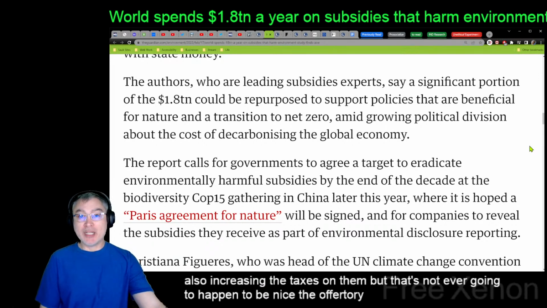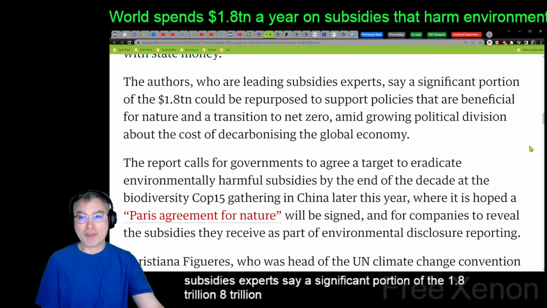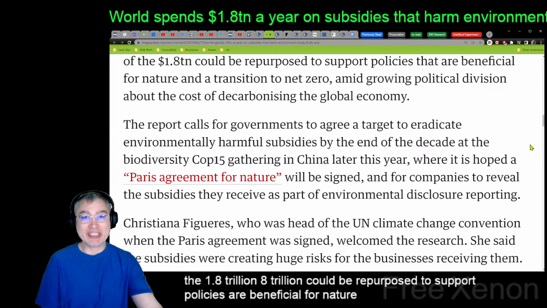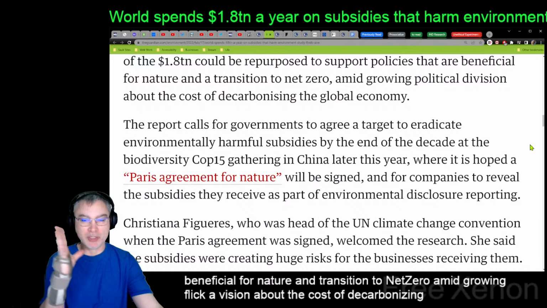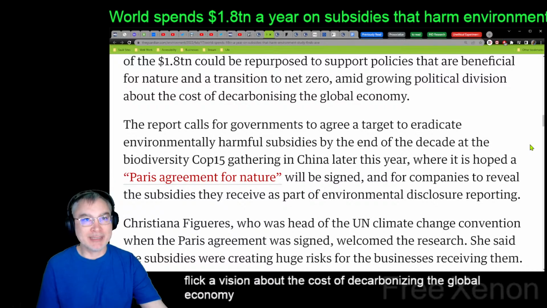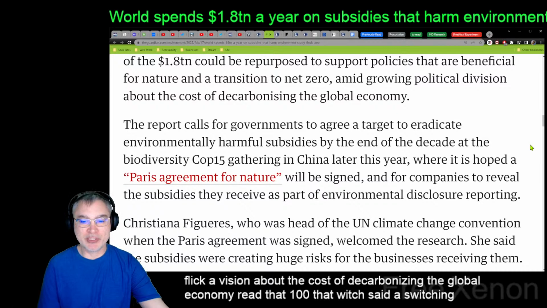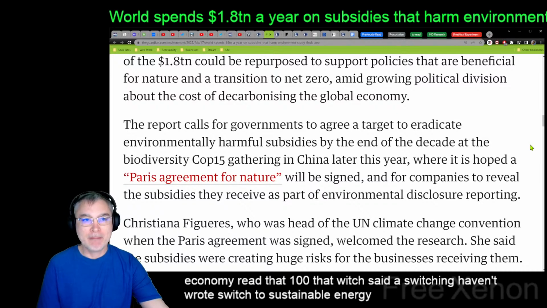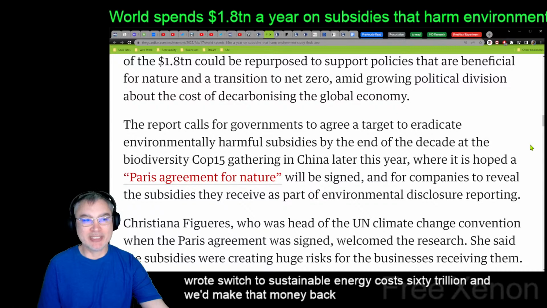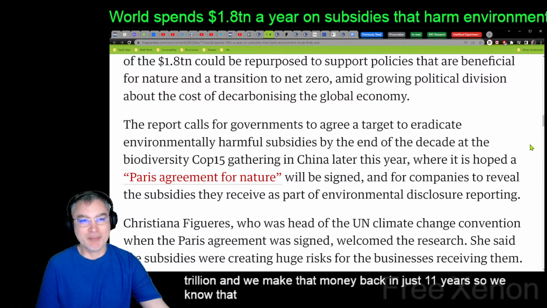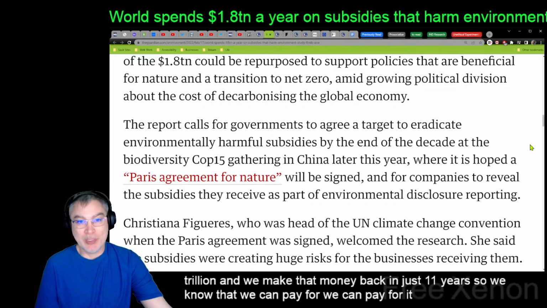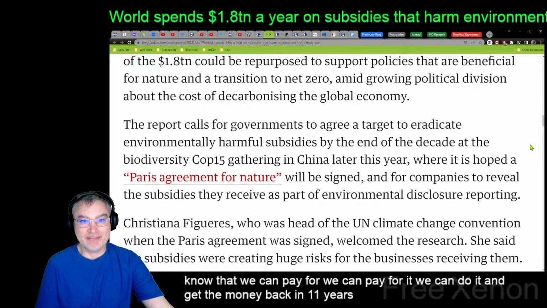The authors, who are leading subsidies experts, say a significant portion of the $1.8 trillion could be repurposed to support policies that are beneficial for nature and the transition to net zero, amid growing political division about the cost of decarbonizing the global economy. So we read that one article which said having the world switch to sustainable energy would cost $62 trillion, and we'd make that money back in just 11 years. So we know that we can pay for it, we can do it, and we'll get the money back in 11 years, and might even have a chance of saving humanity from extinction if we did that.